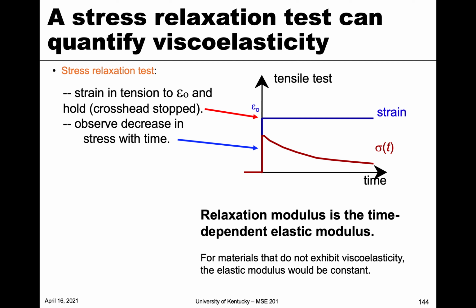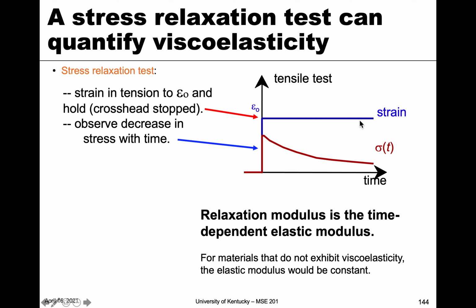All right, so we can test this viscoelastic property with what we call a stress relaxation test. This quantifies the amount of viscoelasticity. You can visualize it as part of a tensile test. We strain the material to some initial value of epsilon naught, moving the crosshead to apply a strain, and then at a certain point we stop it. So we hold it at a given strain.